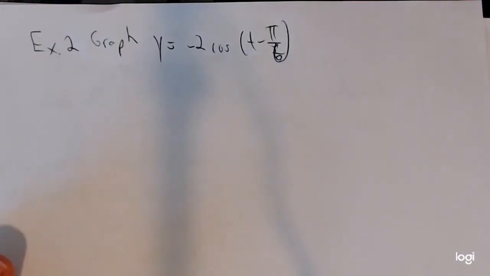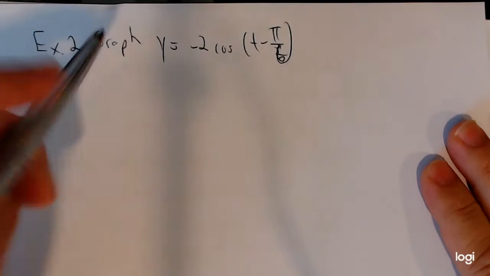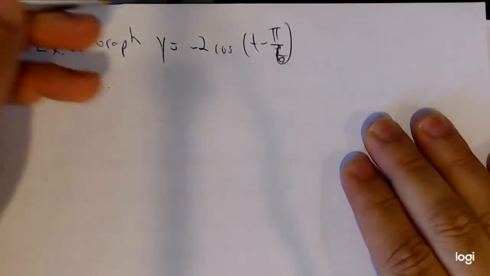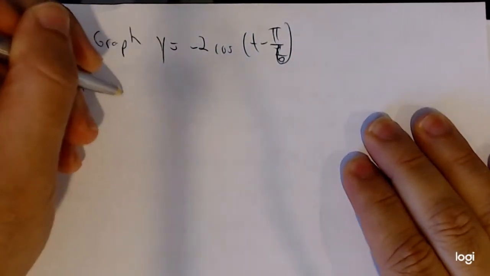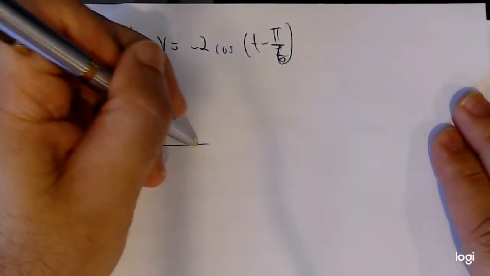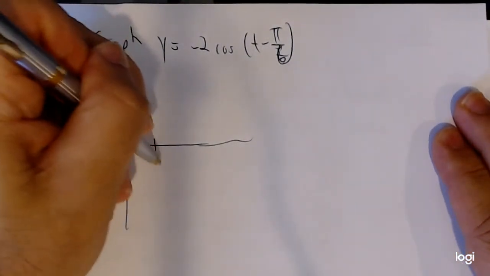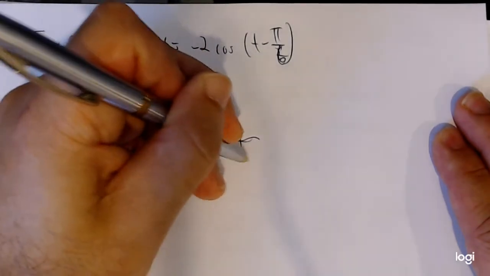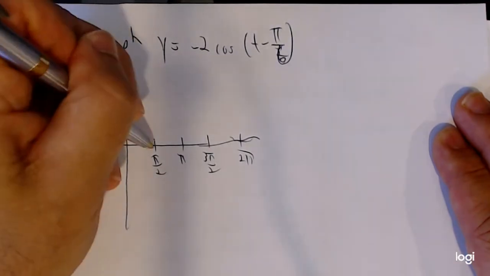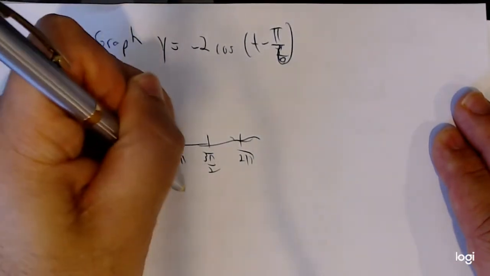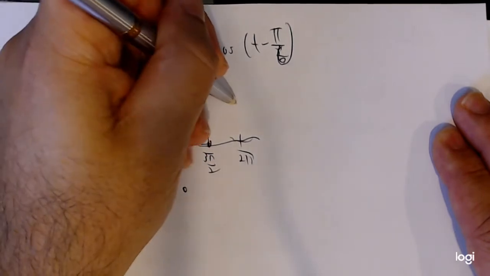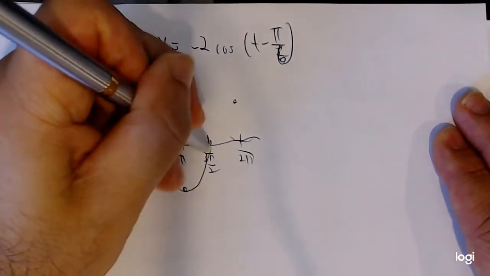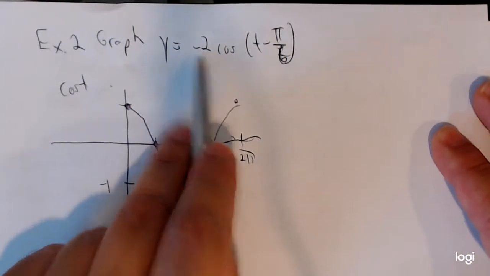Okay. So what we're going to basically do is start off with cosine of t. So if I start off with cosine of t, we have 0, pi over 2, pi, 3 pi over 2, 2 pi. And we know cosine of 0 is 1, cosine of pi over 2 is 0, cosine of pi is -1, 3 pi over 2 is 0, 2 pi is 1. So that's one period.